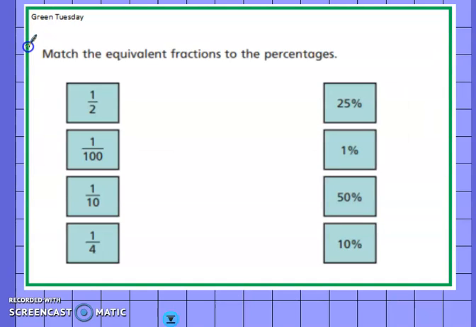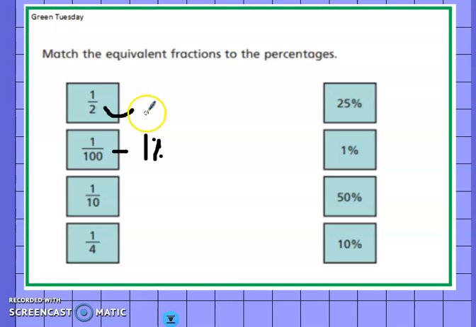Next question, I want to show you what green would be. So green is matching the equivalent fractions to the percentages. So I'd like us to do like before. We're going to change all those fractions so they're over 100. One's already been done for us. I know straight away that 1/100th is 1% because it's 1 out of 100. So we've got that one. We'll be able to link that up really easily.